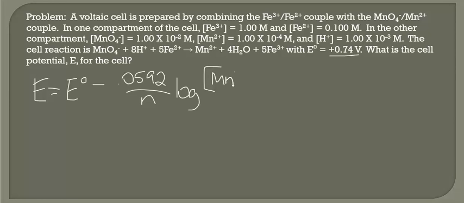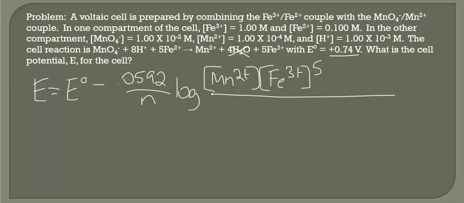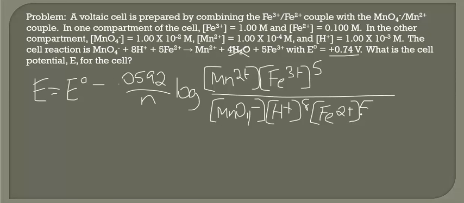So we have Mn2+. We're going to omit water because it's a liquid. We omit liquids and solids from the Q expression. So products raised to their powers divided by reactants raised to their powers. And we're given all of the values for concentrations in the problem. We're given the standard is 0.74.